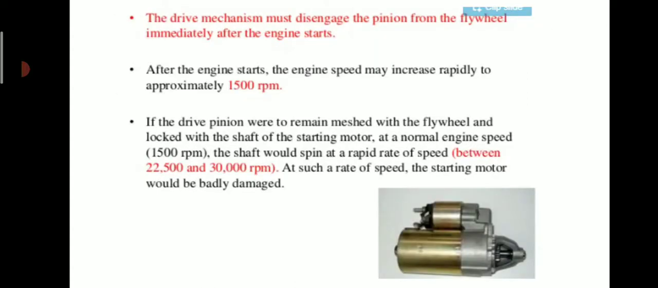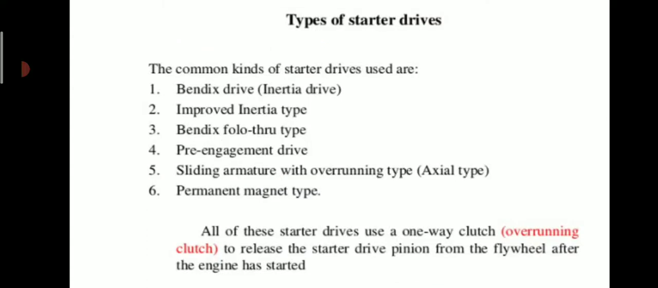The drive mechanism must disengage the pinion from the flywheel immediately after the engine starts. After the engine starts, the engine speed may increase rapidly to approximately 1500 rpm. If the drive pinion were to remain meshed with the flywheel and locked with the shaft of the starting motor at normal engine speed, the shaft would spin at a rapid rate of speed between 22,500 to 30,000 rpm. At such a rate of speed, the starting motor would be badly damaged. Therefore, the starter drives are used.